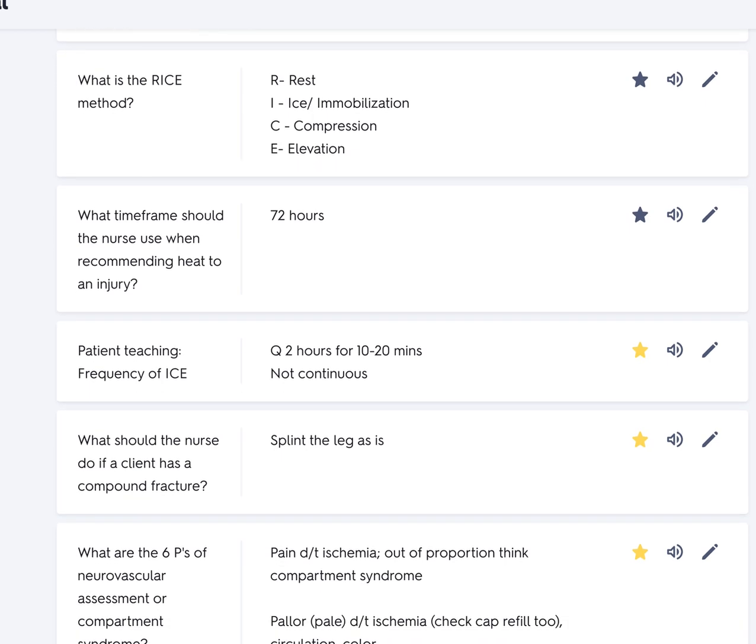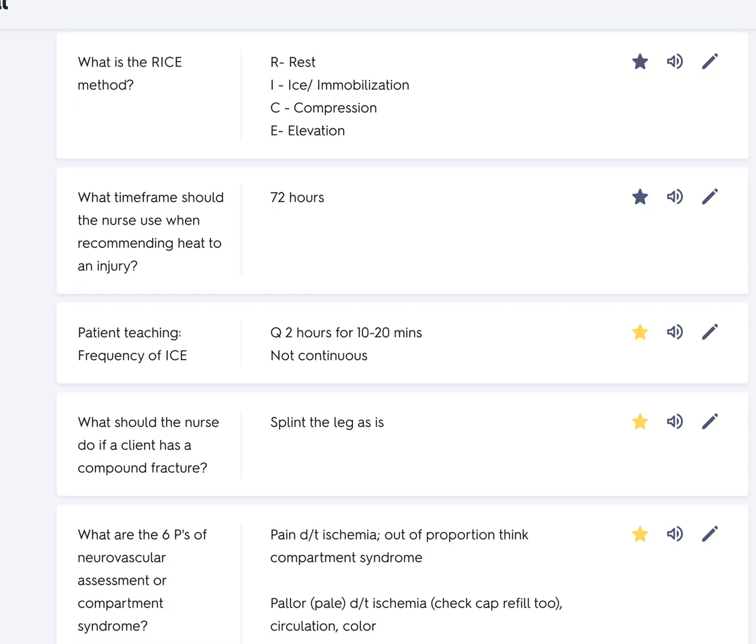If you come across somebody who has a compound fracture, now a compound fracture means it's an open fracture, like the bone has pierced through the skin, so the skin is open. You are going to immobilize that limb. You are not going to try to put it back into place. So we call that splint as the leg lies, or splint as it lies, okay?